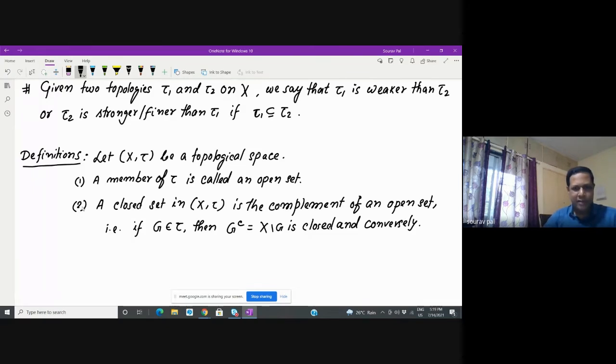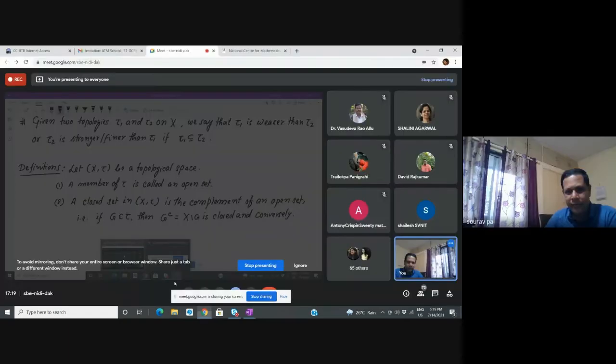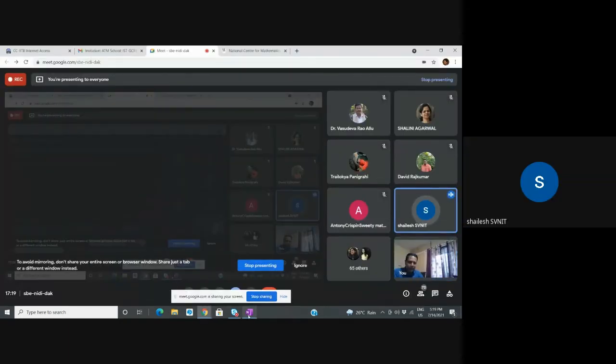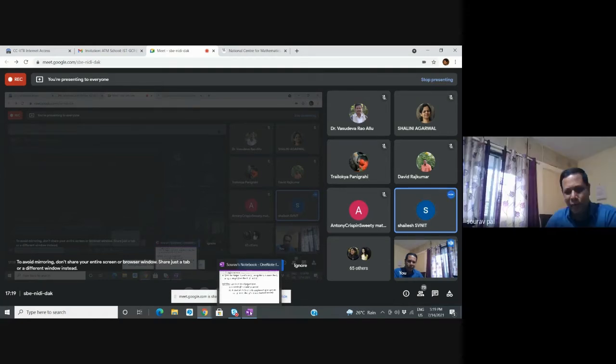So these are definitions of open and closed set. And number three, what is? Sir, in the real number system, we studied the definition of open set, like a set is open if all the points are interior points. We will come to that. Please don't worry, we shall come to that.